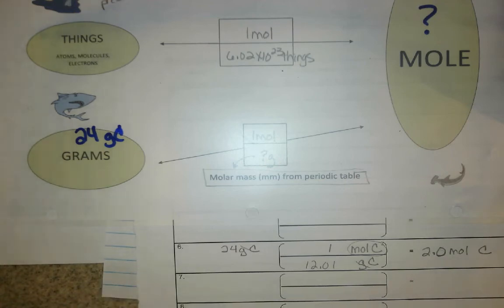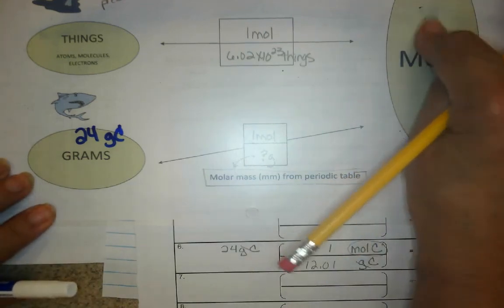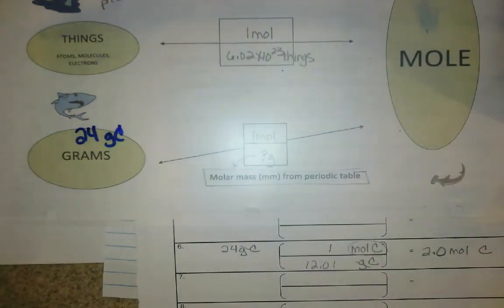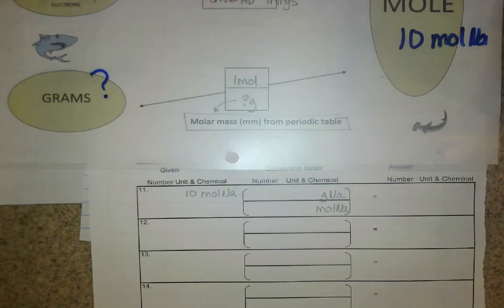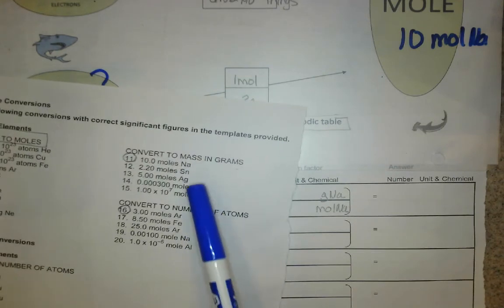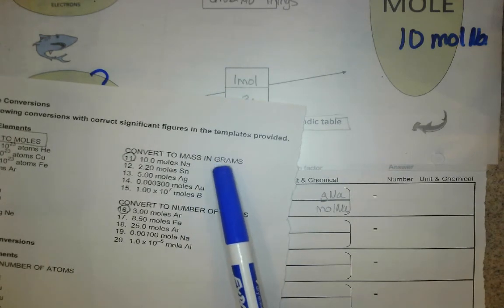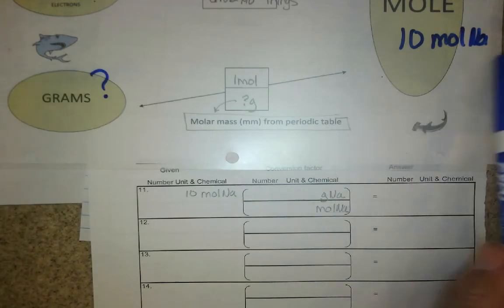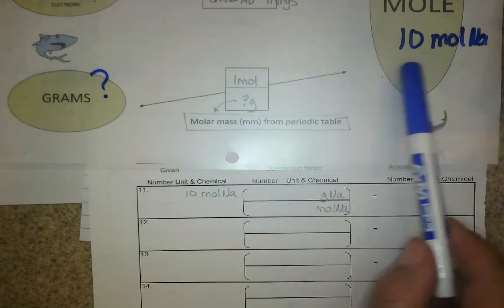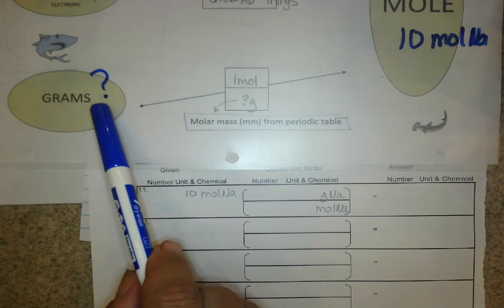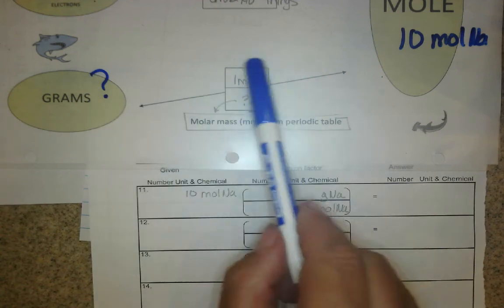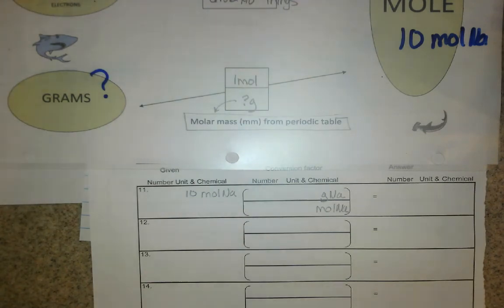Okay, so now pause and see if you can do 11 and 16. And we're going backwards on our mole island. We're no longer asking for moles. We're asking to go to other places. For number 11, our given is 10 moles of sodium. And it says to convert it to mass in grams. So I'm starting at 10 moles of sodium, and I need to go to mass in grams, which means I'm using this life raft or this conversion factor to get there.